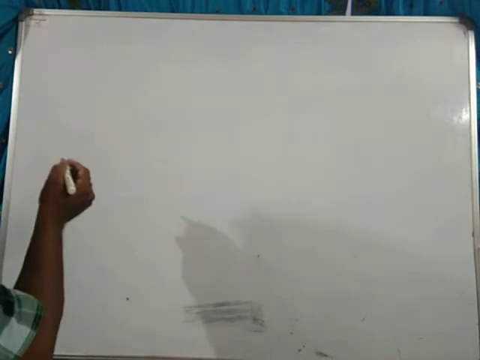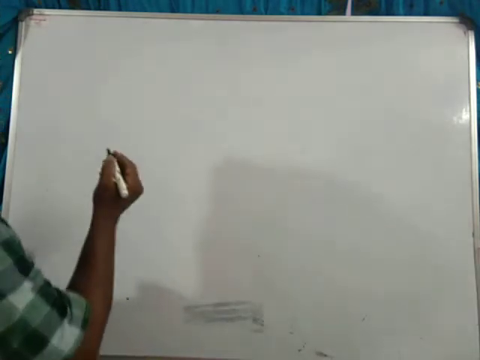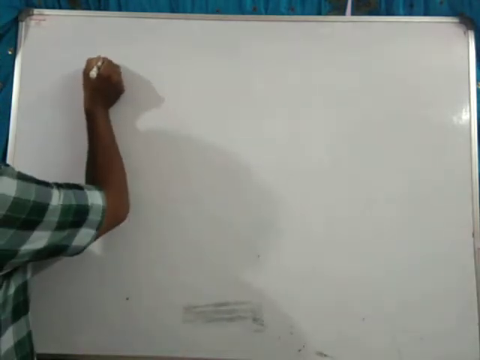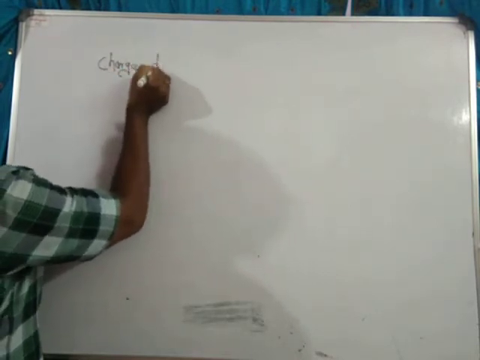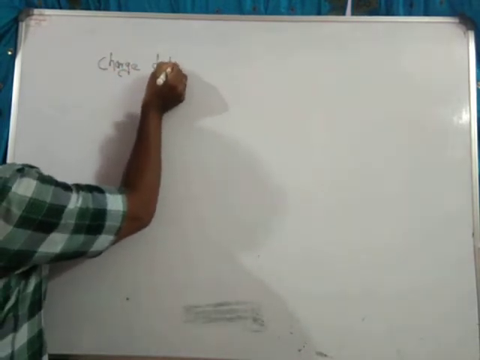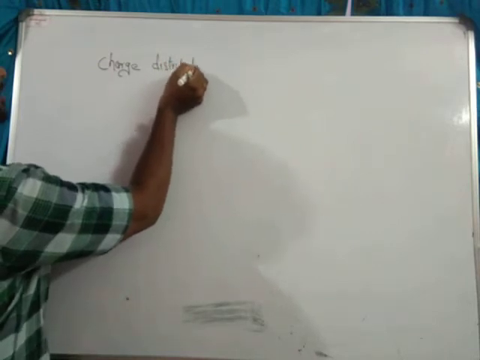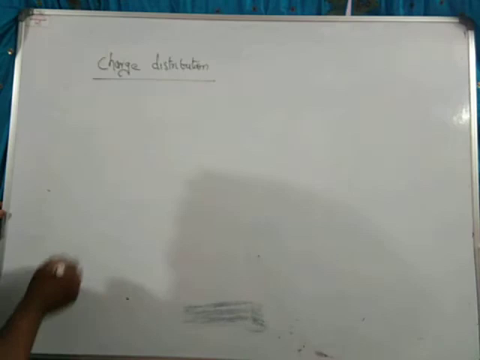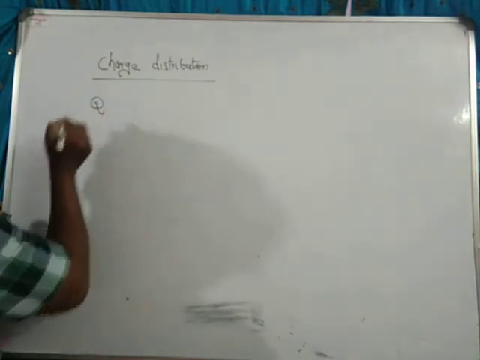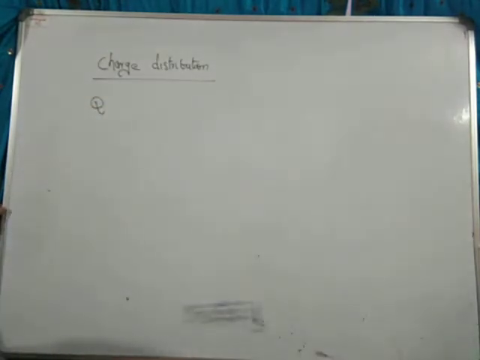And this will be the last concept of electrostatic forces. So far we studied different concepts, but this will be the last concept: charge distribution. Generally the charge is denoted with Q. Here we have different types of distribution.